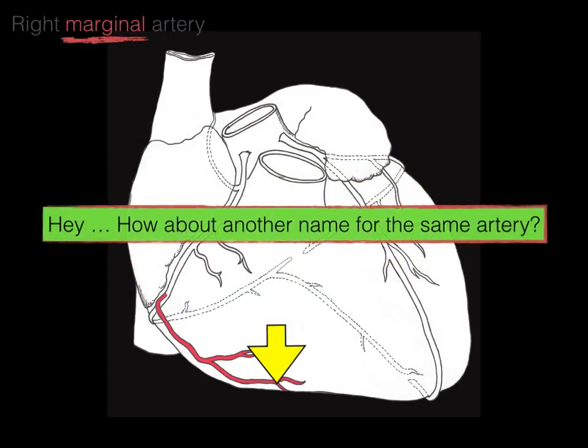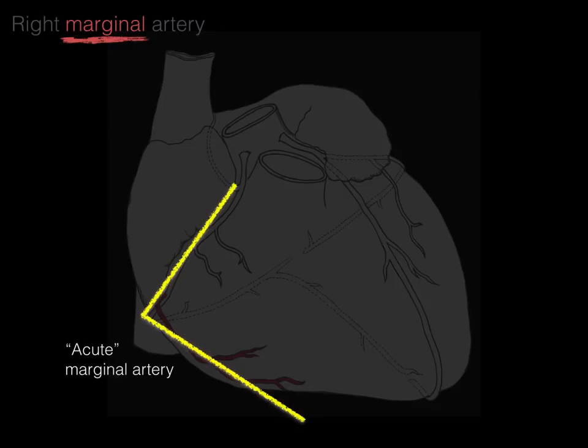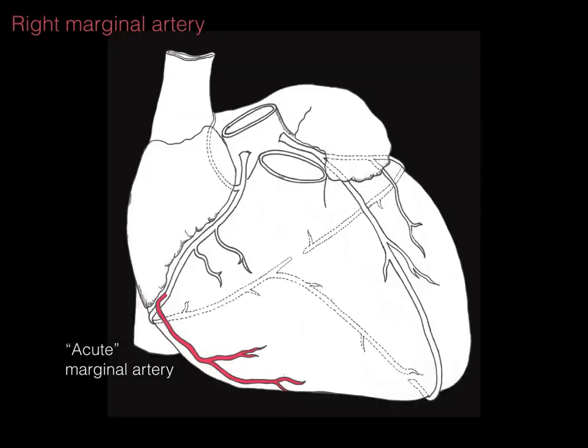Hey, how about another name for the same artery? Well, when we look at this, we call it the acute marginal artery. It gets its name because when you look at that angle between the coronary sulcus and that border of the heart, it forms an acute angle, which is less than 90 degrees. Hence, right marginal artery and acute marginal artery are synonymous.